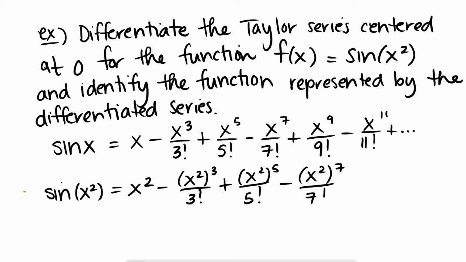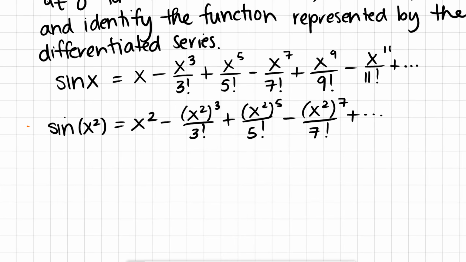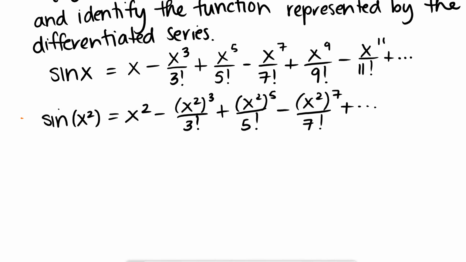Now I'm going to use the dot, dot, dots. So let's go ahead and write this down a little bit better, because I know I want to take this derivative. So sine of x squared, minus x to the 6th over 3 factorial, plus x to the 10th. Remember, we multiply exponents when you raise an exponent to an exponent.